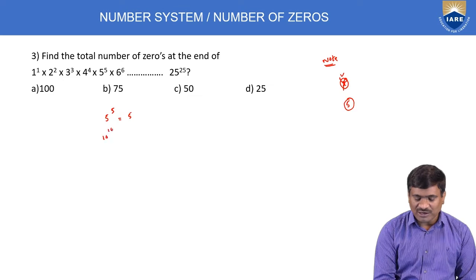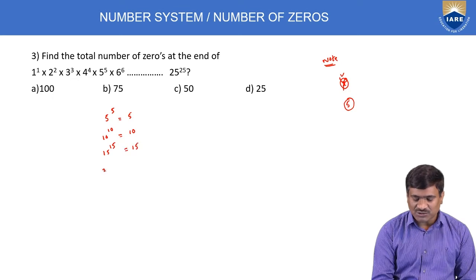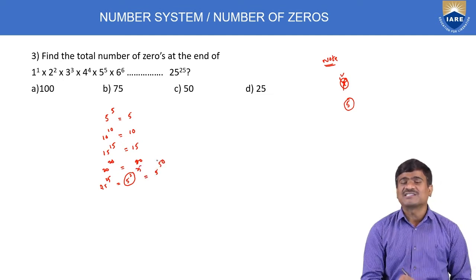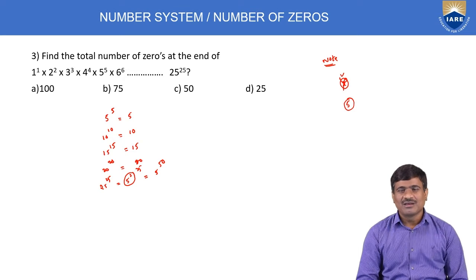Here 10 to the power of 10 gives 10 zeros. Next, 15 to the power of 15 gives 15 zeros. Next, 20 to the power of 20 gives 20 zeros. Then 25 to the power of 25. Here calculate only number of 5s. 5 to the power of 2, all to the power of 25, is equal to 5 to the power of 50. This is important. Once more, easy, simple calculation.